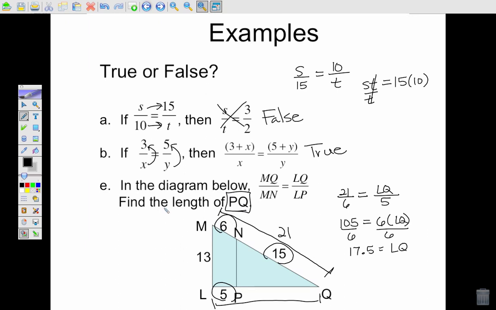So be careful, because that's not what we wanted. What we wanted was PQ. So that's just a part of this. So if 17.5 is the whole thing, I'm going to subtract the 5 that is LP, and therefore PQ is equal to 12.5.